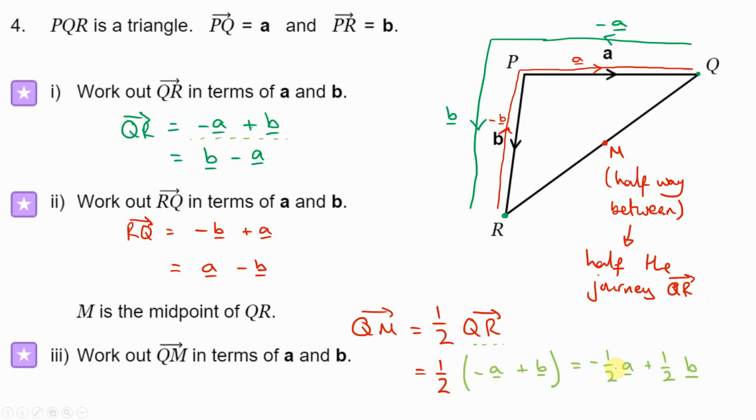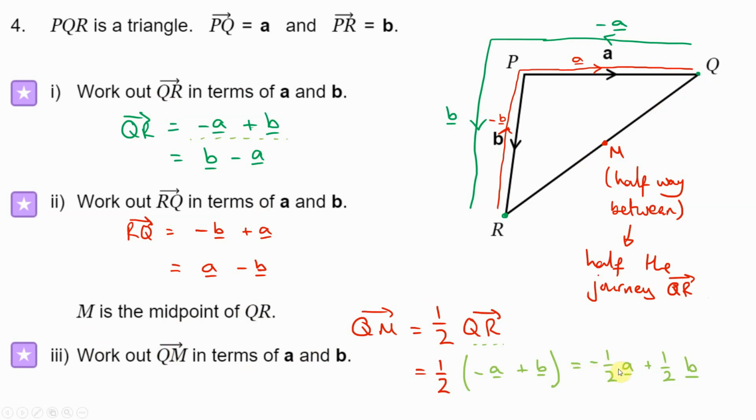Expanding it might be helpful if you've got something later on in a question where you've got to use it again. But just to reiterate that, if it's just a midpoint, it just means it's half the journey of the full thing, so QR in this case. And generally in questions you'll have found that QR path before you're asked to find the halfway path.